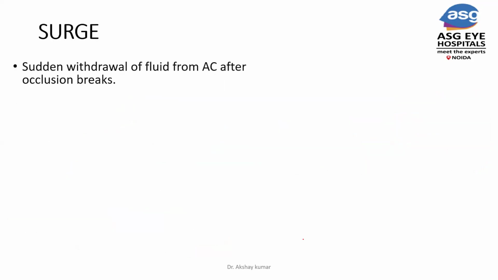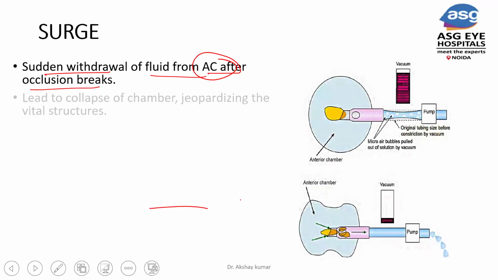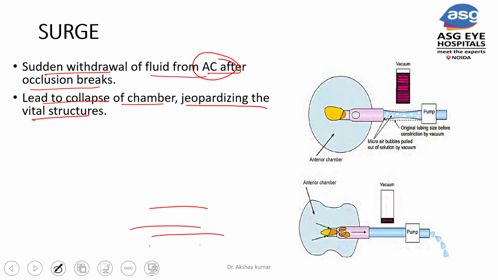So we'll talk about surge. It is basically a sudden withdrawal of fluid from the anterior chamber after the occlusion breaks. So it leads to collapse of the anterior chamber and jeopardizing the vital structures.